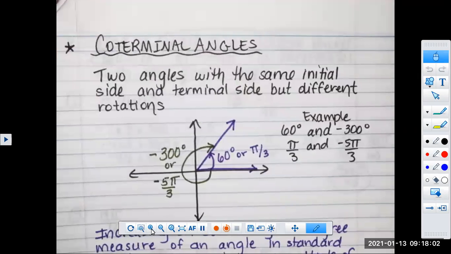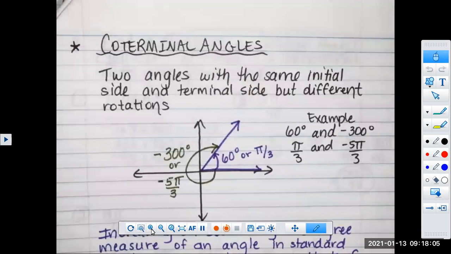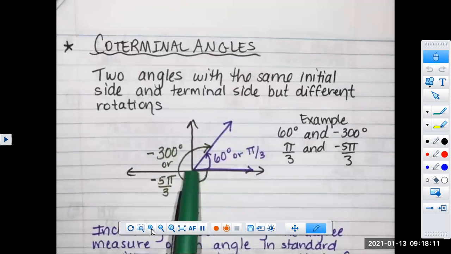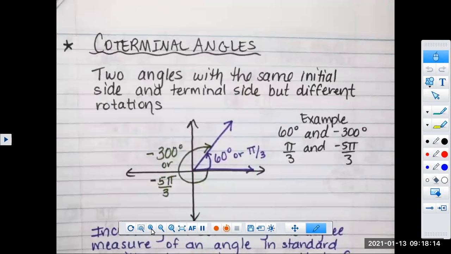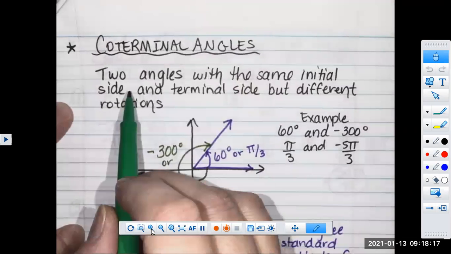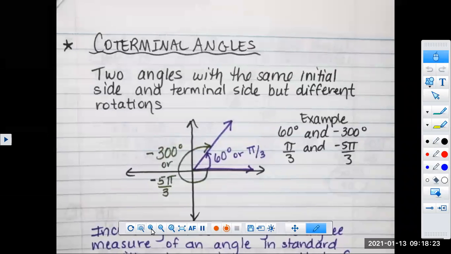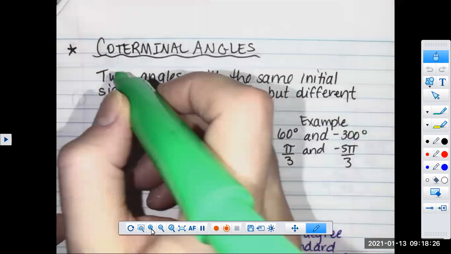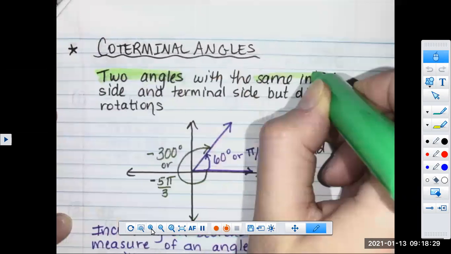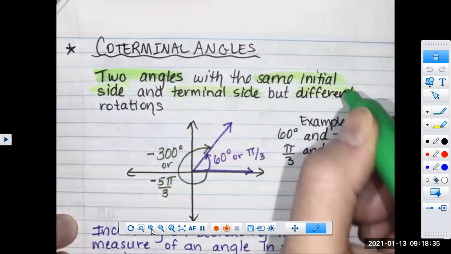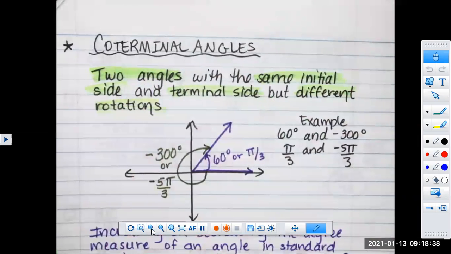Okay, all right, and then you don't have to write that down unless you just want to, I'm just showing you an example here. But I would definitely write coterminal angles are two angles with the same initial side and terminal side. They have different rotations.